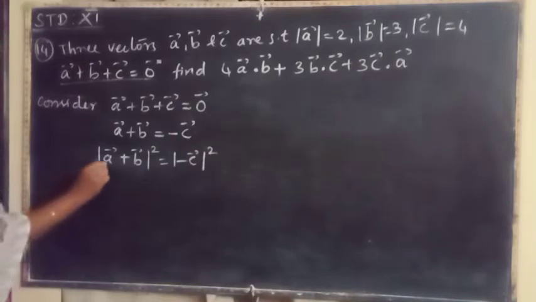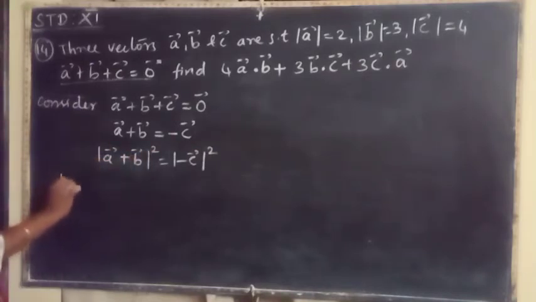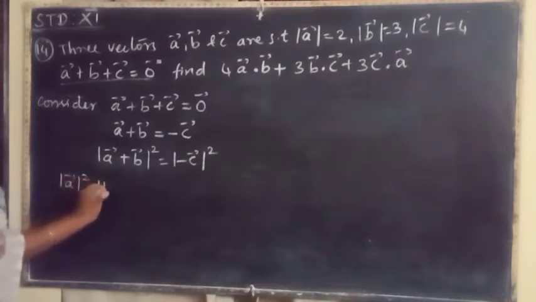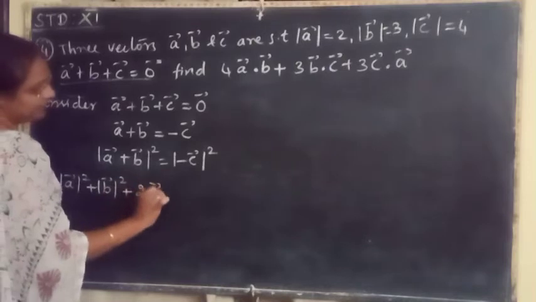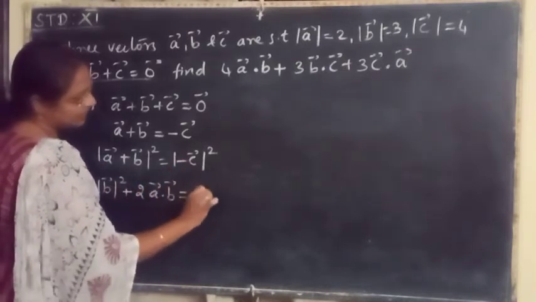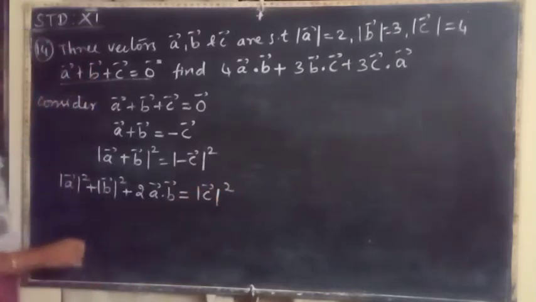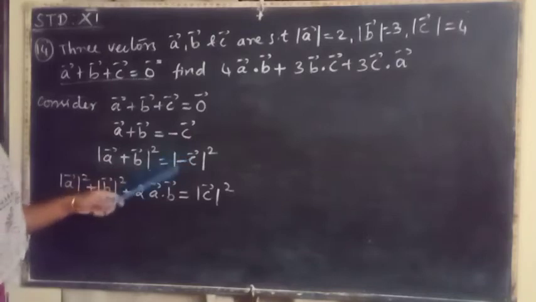Okay. So now we are going to square and find A plus B the whole square. So it is modulus of A vector the whole square plus modulus of B vector the whole square plus 2 into A vector dot B vector equal to, what is this? Modulus of C the whole square. Okay, you know all these things. How do we get this? We have discussed it in the previous problem also.